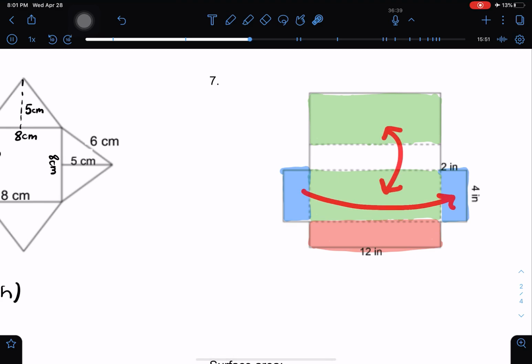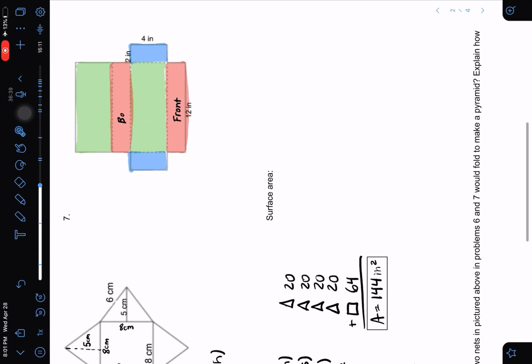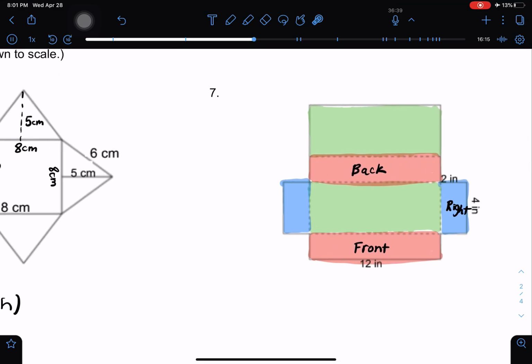Copy, whoops. You can paste this here and paste that again. So for the purpose of this and to stay organized, I'm going to go ahead and label this as our front facing rectangle, which means the opposite of it would be our back. I know that this is our right, which means this would be our left. And we're going to say that this is our bottom.